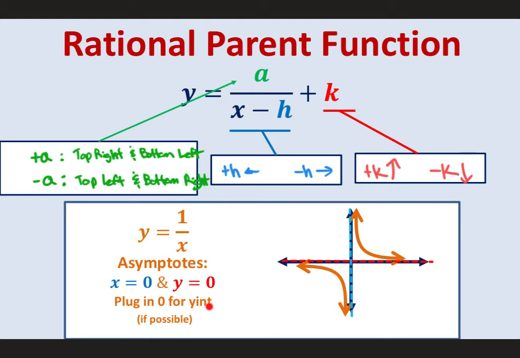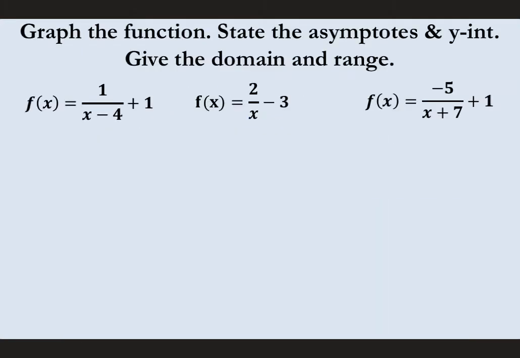If possible, you can plug in for a y-intercept. This is why it says if possible, because in this graph in particular, there is no y-intercept. So really, we don't worry about the y-intercept as much. What I'm really looking for is, do you have the intercepts where they're supposed to be, left, right, up, down? And then do you have it in the top right, bottom left, or top left, bottom right, like it's supposed to be? All right, let's go ahead and do some practice problems with this.